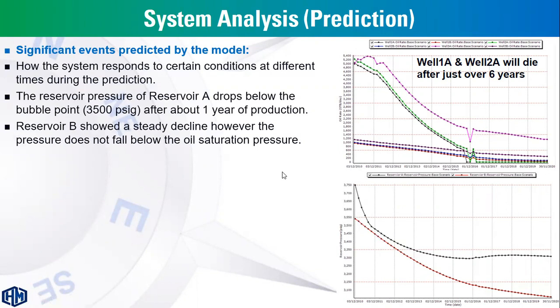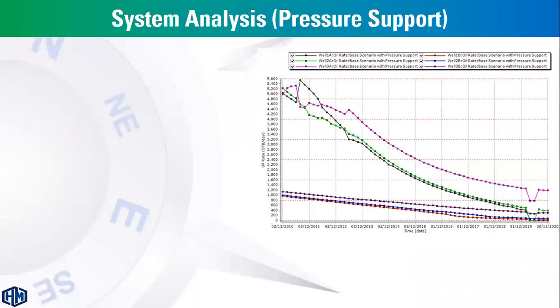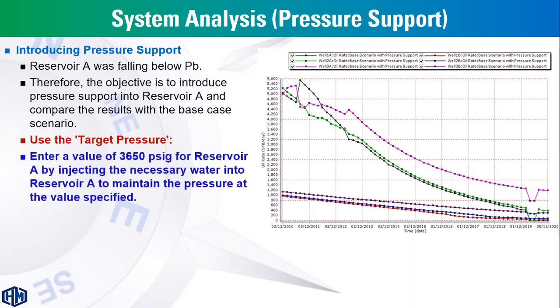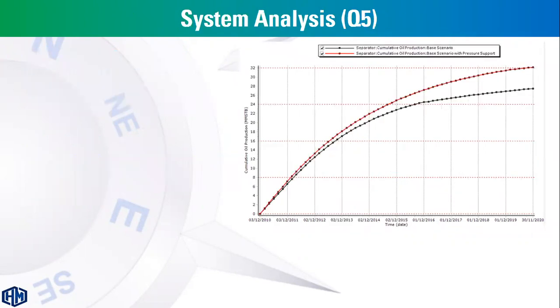Even though we have another drop in the reservoir pressure for reservoir B, it is still higher than the bubble point pressure. So the next step is to apply system prediction using pressure support by water injection. You can eliminate further drop in reservoir A pressure below the bubble point pressure and accordingly optimize the production. You can set a target pressure for this reservoir, let's say this value, to keep the reservoir pressure higher than the bubble point pressure by injecting the required water volume to keep the pressure constant at the specified value.